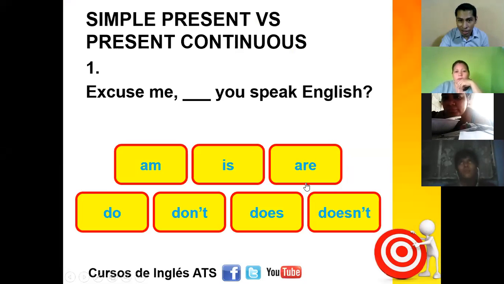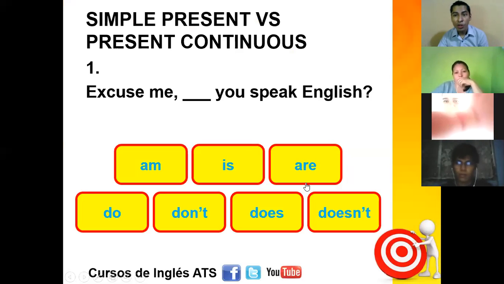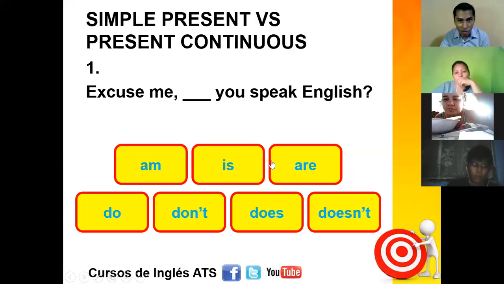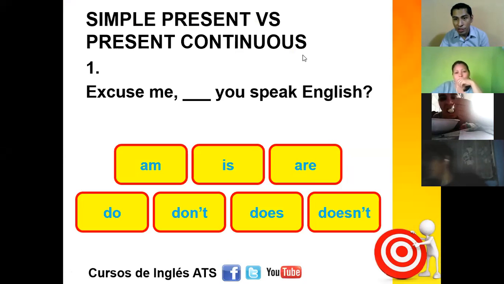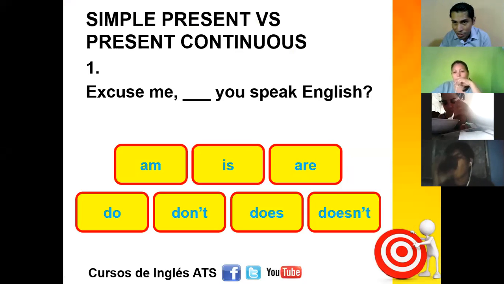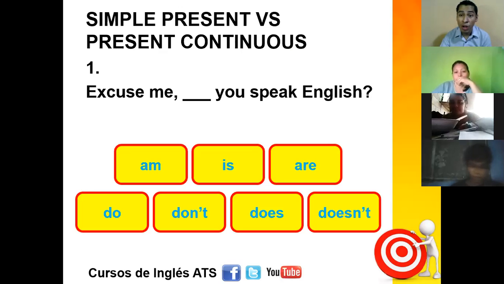So Petronila, it says simple present versus present continuous. You have to complete the sentence using either simple present or present continuous. You know that for present continuous you use the verb be and you use the verb in ing form, for sentences, for questions, and for negative. For the simple present you only use the verb. You don't use ing, only the verb. And if it is a question, you use auxiliaries. If it is negative, you use auxiliaries too. So in this case, how do you complete it?